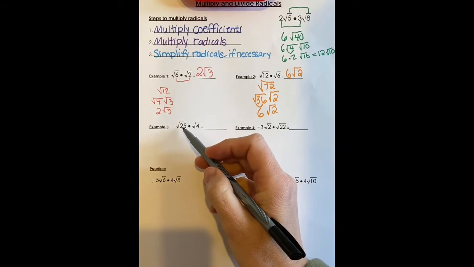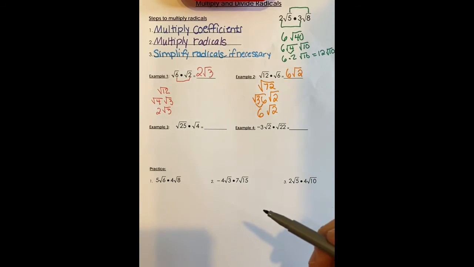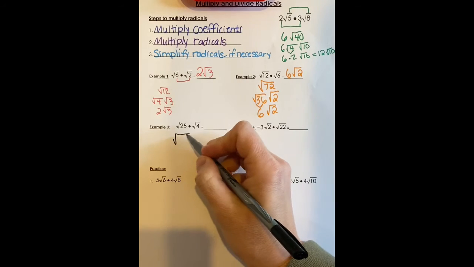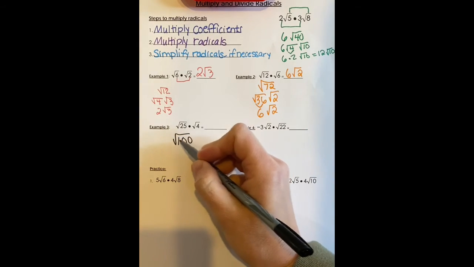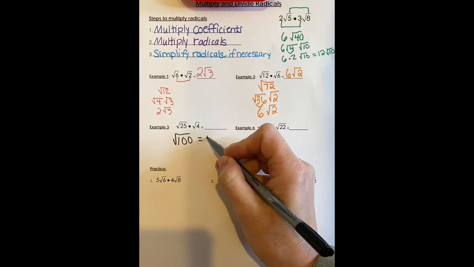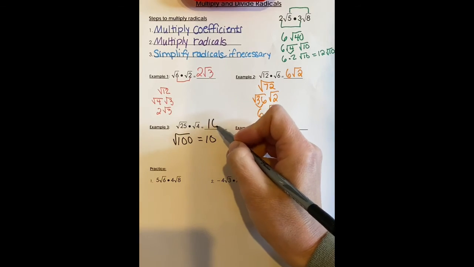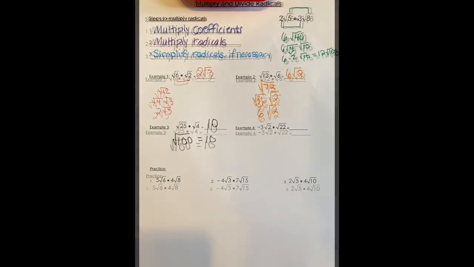Example number 3, radical 25 times radical 4 would be radical 100. And the square root of 100 is equal to 10. So this is simplified to 10.